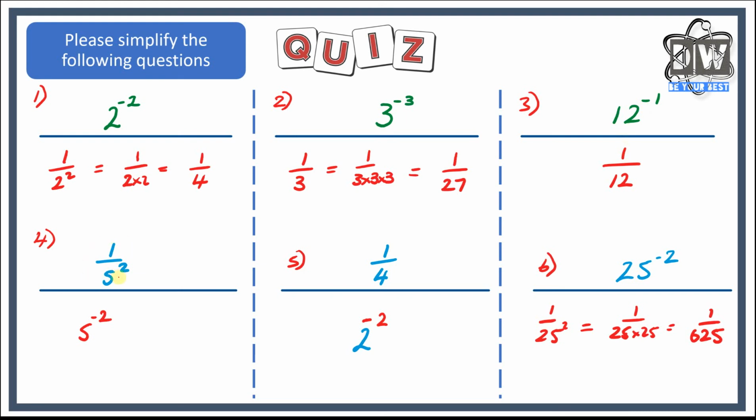On this one, we had to write this in its index form, so 5 to the power of minus 2. On this one, we had to work out that it was going to be 1 over 2 times 2, which then gives us 1 over 2 to the power of 2, which then gives us this. And the last but not least, this was really, really tough because we had big numbers to multiply, but it's 1 over 625.